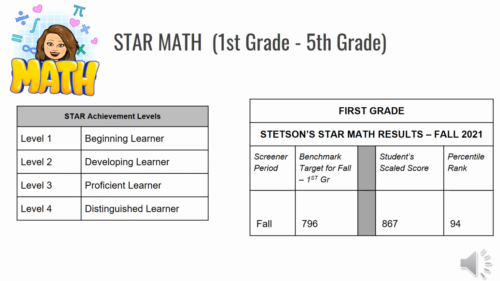In the example provided on this slide, a first grader named Stetson has a scaled score of 867 and a percentile rank of 94. This means that Stetson's scaled score is higher than 94% of students nationally in the same grade at the same benchmark period. The benchmark goal for all first grade students in the fall is a scaled score of 796. Stetson's score of 867 is well above the benchmark target, which also means that he is performing at or above grade level proficiency.